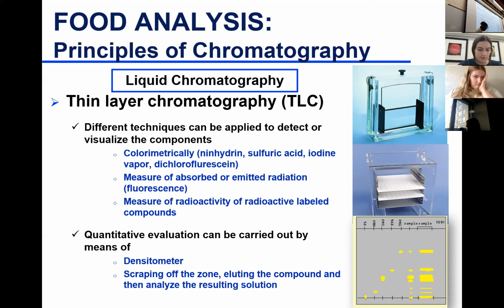And then you can also take that spot out of your silica gel, and to get rid of the silica and just get the compound, you can run it through a small column or a syringe that is packed with a material or adsorbent that would absorb everything else other than your component. And then you can take it out, collect it, and then do more quantitative measurement on it.